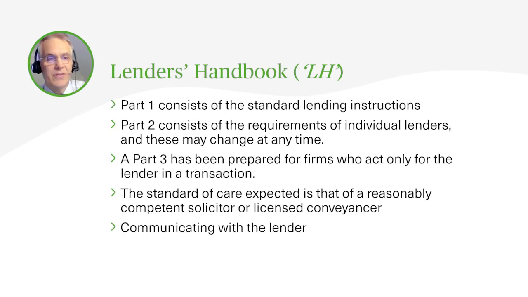And this considers the three elements of the handbook. First of all, Part 1 of the handbook tends to be quite static, and this consists of the general standard lending instructions of banks and building societies who subscribe to the handbook. Part 2, which consists of lenders' specific individual instructions and requirements, tends to vary on a regular basis.